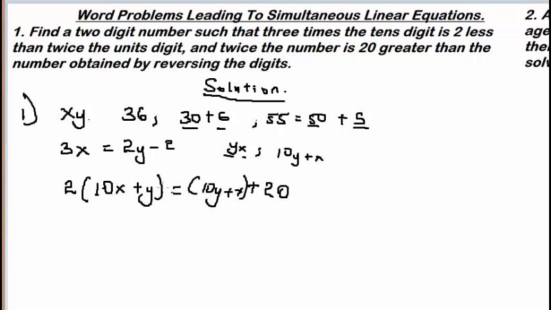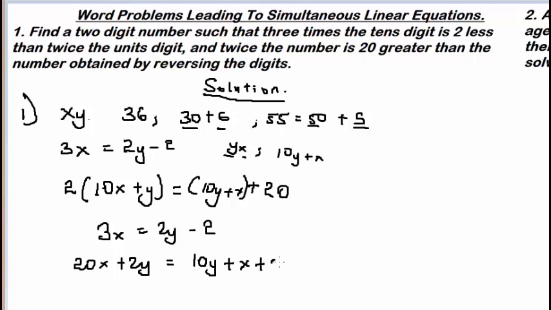After getting this, it's very easy for you to get your x and y. This is basically all you need to know. The major step in solving this is figuring out how to turn your words into equations. My first equation is 3x equals 2y minus 2. My second equation, by the time I open it up, becomes 20x plus 2y equals 10y plus x plus 20. Let's call this equation 1 and let's call this equation 2.